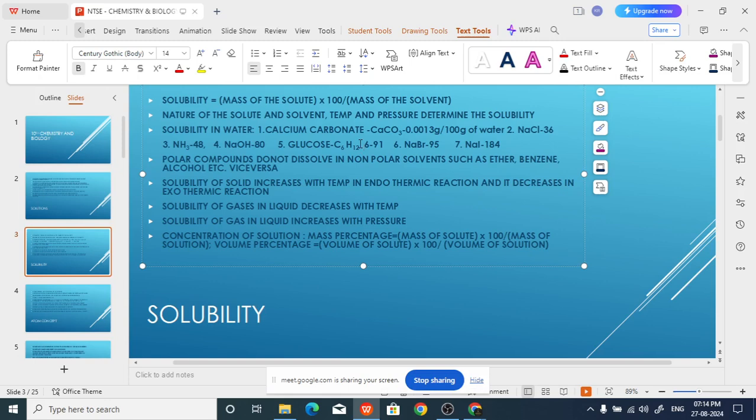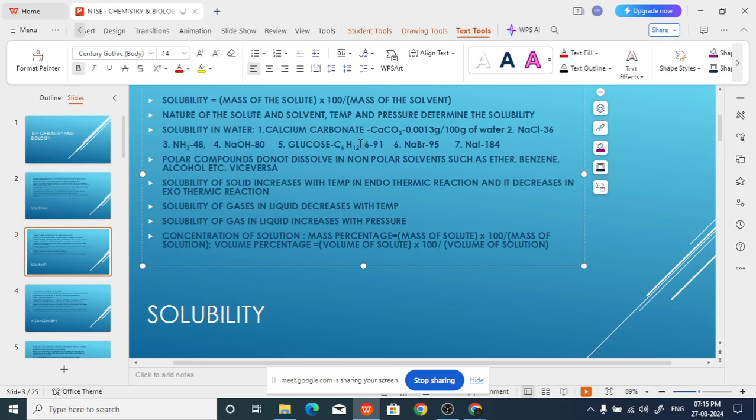Solubility is equal to mass of the solute into 100 by mass of the solvent. Nature of the solute and solvent, temperature and pressure determine the solubility. Solubility in water: calcium carbonate, CaCO3, is 0.0013 gram per 100 gram of water. NaCl.